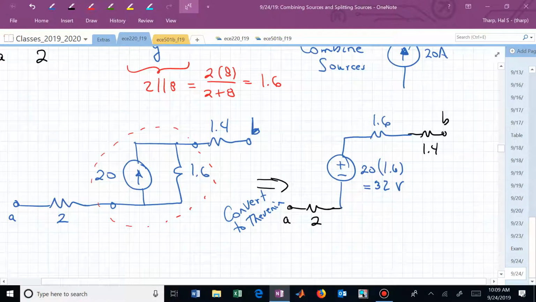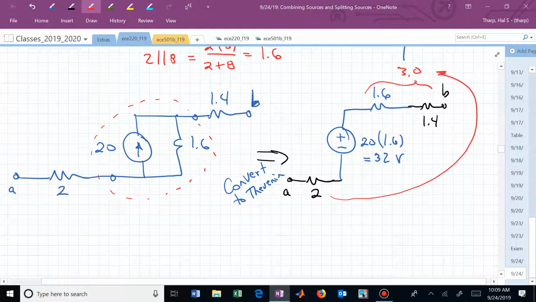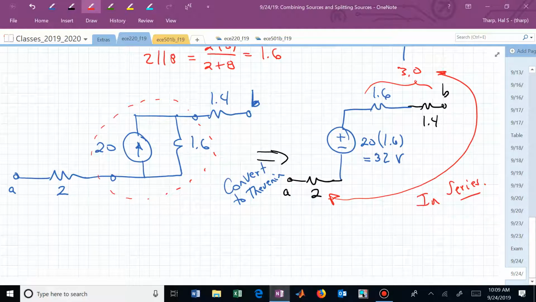Now do you see what I want to do on the right? I can combine those in series, and in fact, that series combination, which is 3, is also in series with that 2. I can slide those resistors on either side of that voltage source and maintain consistency at my terminals A and B.